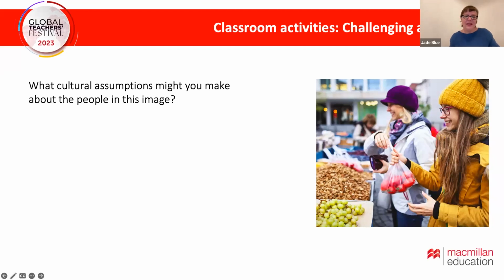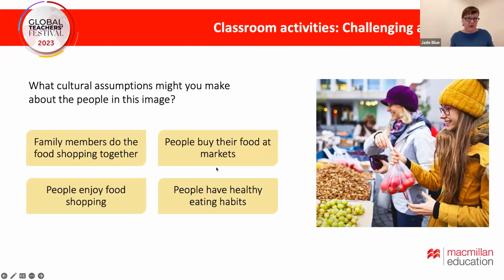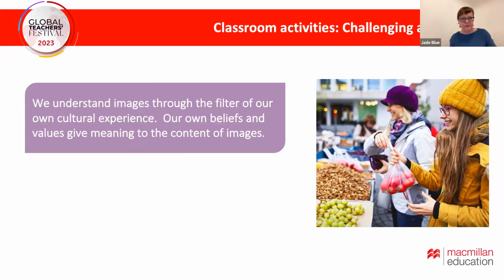Lovely. Okay. So what we've done is we've asked students to make assumptions about people in the image. There's a few examples on the screen here. Family members do the shopping together. People buy their food at markets. So you've said a lot of these things. But what's really important to remember is this. We understand images through the filter of our own cultural experience. So our own beliefs and our own values give meaning to what we're looking at, to the content of images.